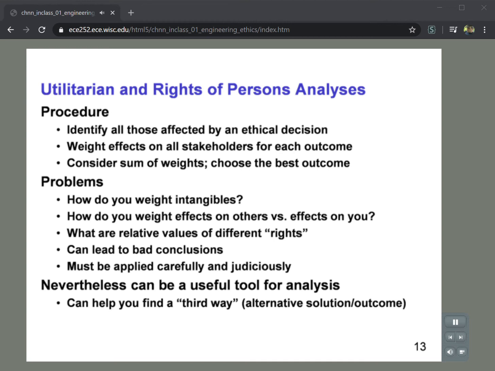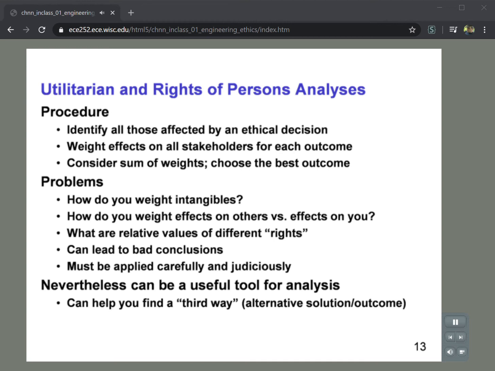And some of the problems that arise here are, if you have intangible benefits or intangible negative effects, how do you weight those? How do you weight the effects on one person versus another person? It's hard to say how important a particular effect might be on different individuals. And what about these rights of persons? How do you place relative values on them?